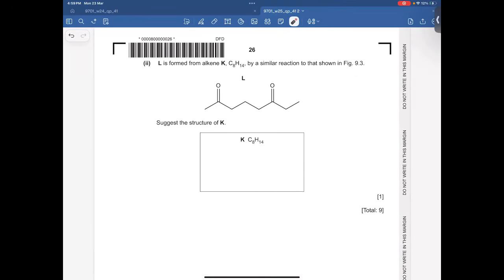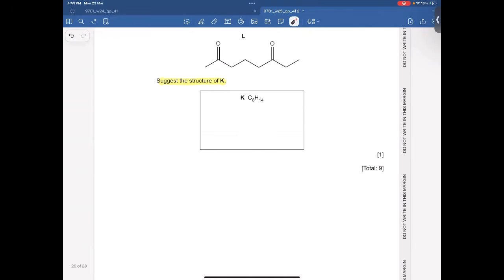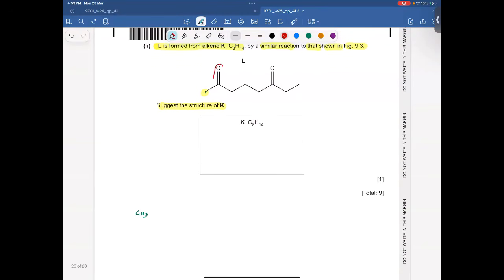L is formed from alkene. Oh my goodness, L is formed from alkene by similar reaction to that shown in figure 9.3. Suggest the structure of K. So we are getting two different ketones. I mean, we are getting ketones. So from alkene, we are getting ketones. Okay. Guys, this is CH3. Okay. This is ketone, which means it has to be double bonded C.